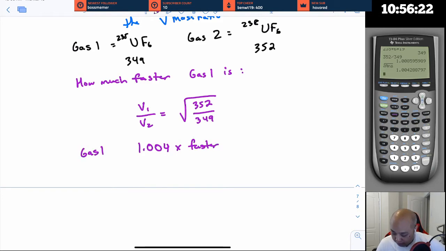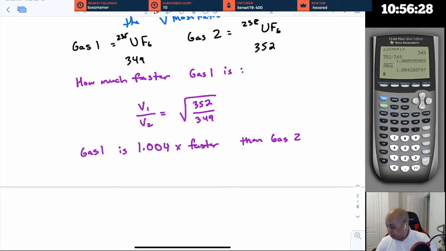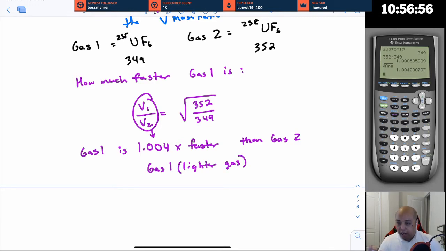So gas 1 is that much faster than gas 2. So it's not a huge difference, but it's enough to allow us to separate that out. So this number here relates to this. And I always make gas 1 the lighter one. That way I always get a number larger than 1. So when you plug it in, plug the heavier one as gas 2, lighter one as gas 1. Therefore, you always get a number greater than 1.